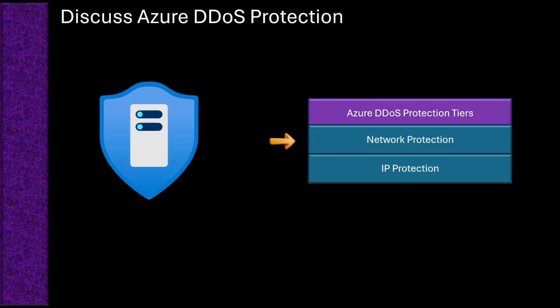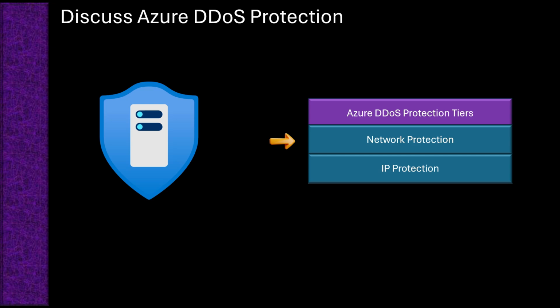Network protection plan is applied to public IP addresses in virtual networks, including resources like Azure Load Balancer, Azure Application Gateway, and Azure Service Fabric. Note that this protection does not extend to App Service Environments.